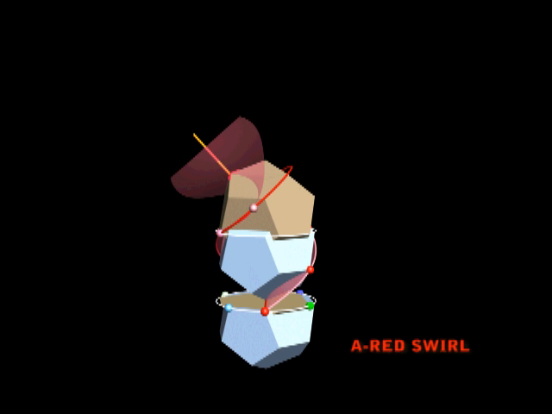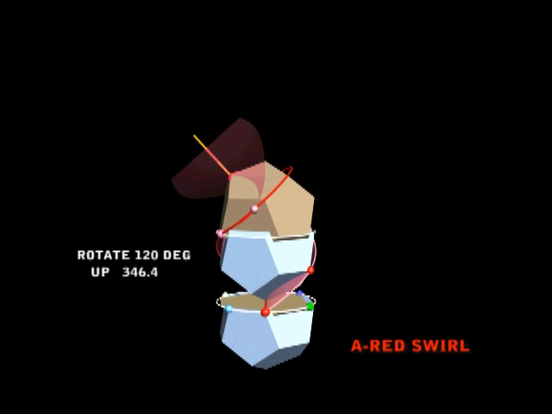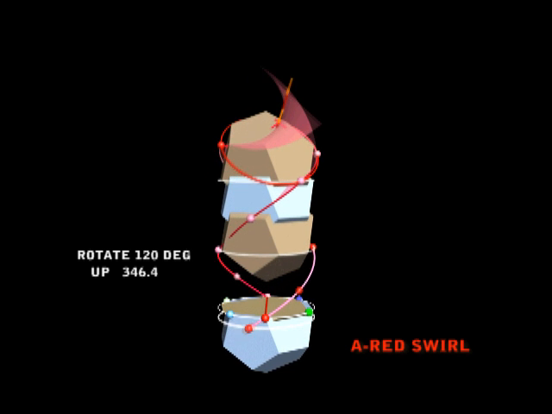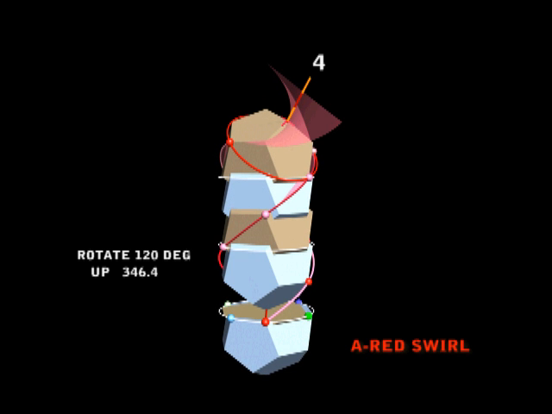We'll call this A red because it's A type DNA. And this vector starts off in position 1. To go to the next position with this A type DNA, we have to rotate 120 clockwise and go up 2 dodeca rings. So let's give it a try. And look, now we're in position 2.